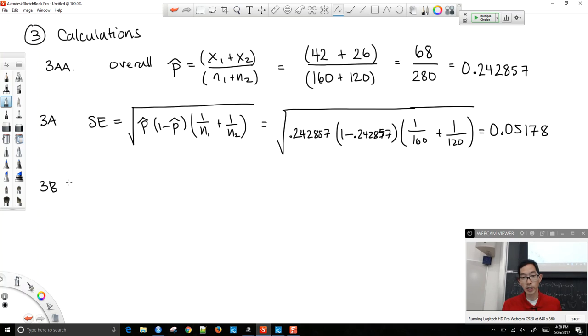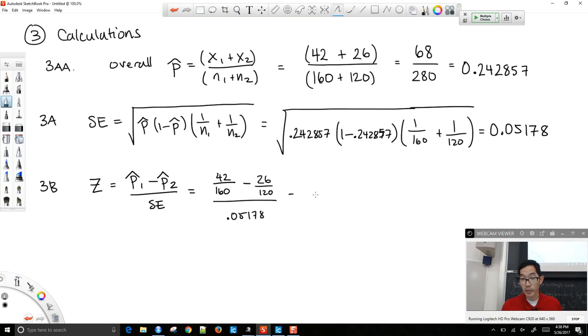Now what? Z-score, right? Z is going to be p hat 1 minus p hat 2 divided by our standard error. P hat 1 we found on the previous slide. Well, I could just put it in fractional form: 42 over 160 minus 26 over 120 divided by my standard error of 0.05178. Or I could put them in decimal form. 0.2625 minus 0.21667 divided by 0.05178. Alright, when I do this, I get a z-score of 0.885.